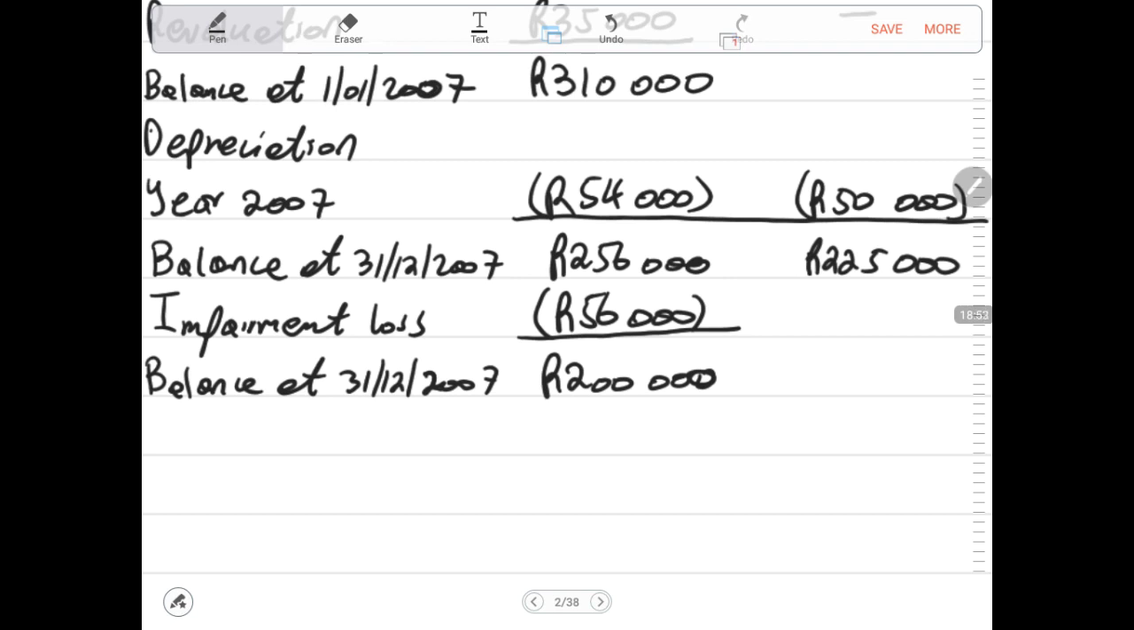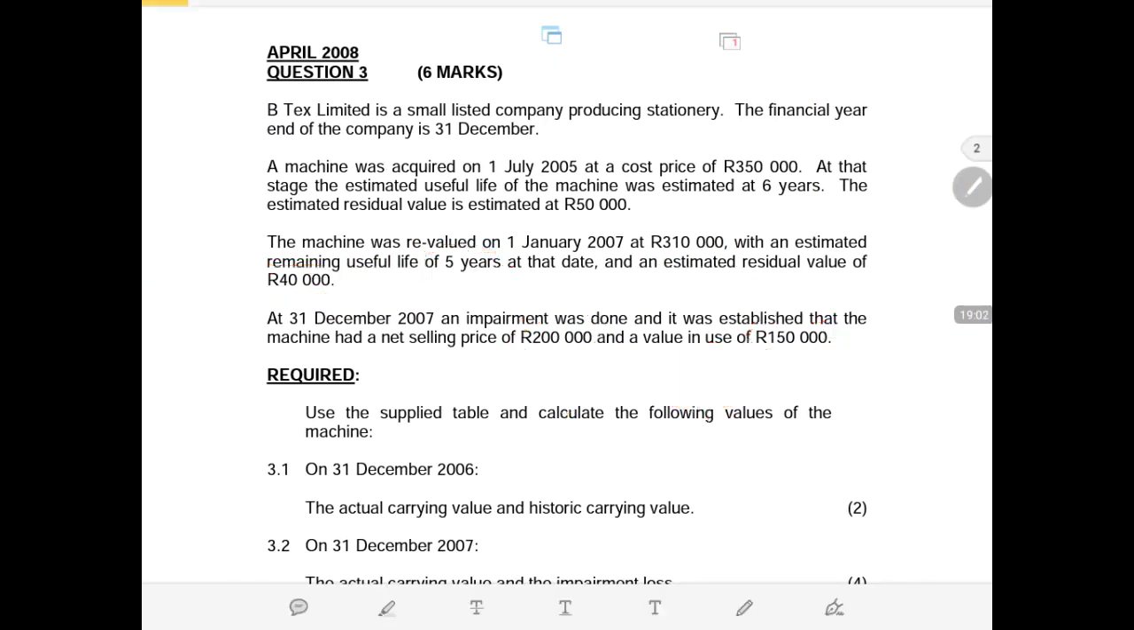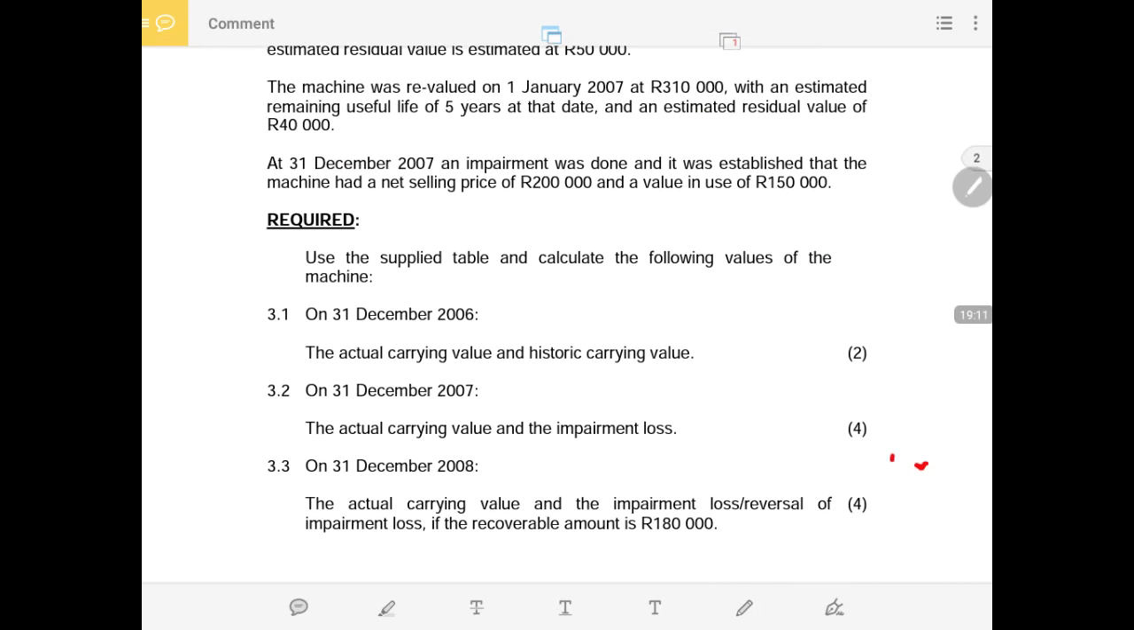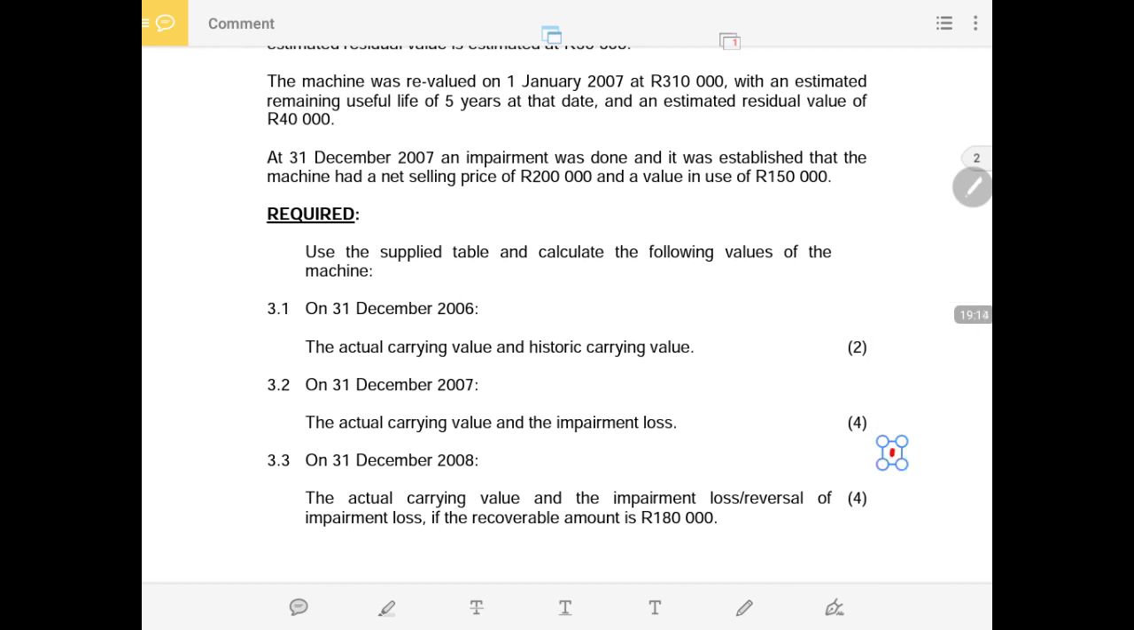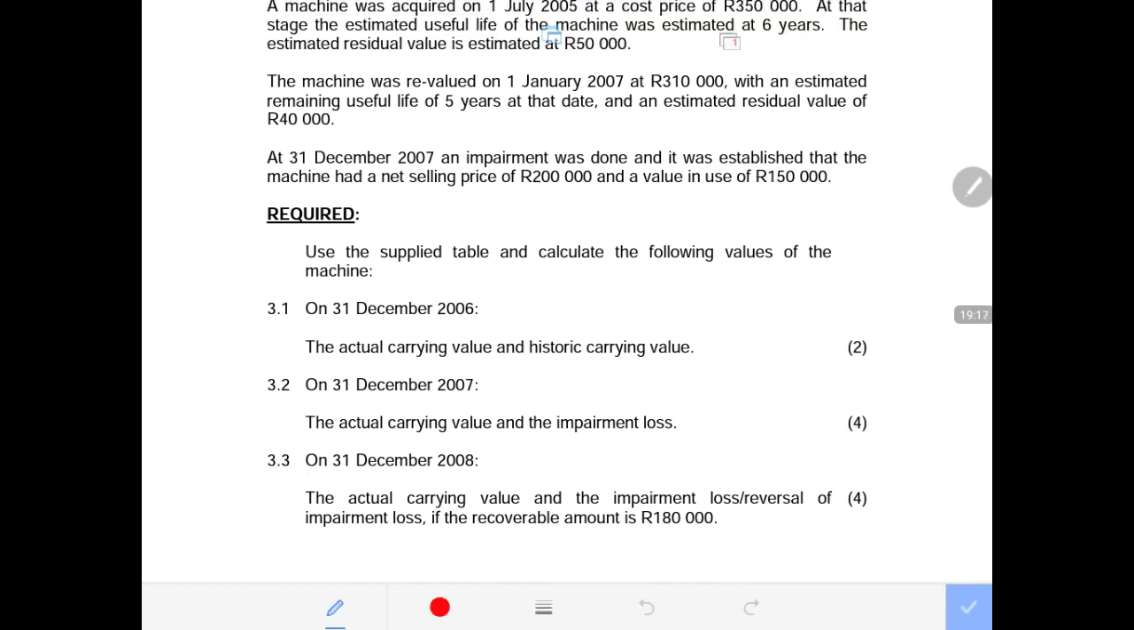Now there was an assumption, and the assumption was in our requirements. Remember, these are at the end of December 2007. There was information provided in the requirements, meaning now we are approaching the last question in simple terms. Very important. They said December 2008. They say calculate the carrying value and the impairment or reversal of the impairment if the recoverable amount is 180,000.